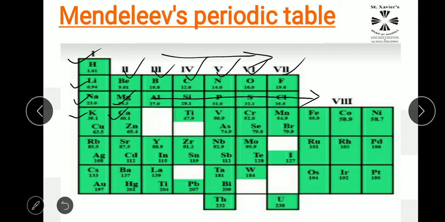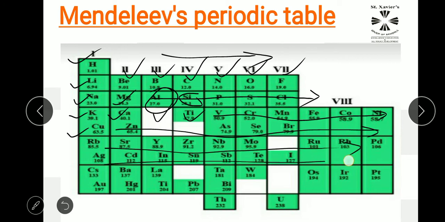But when he saw that titanium was not having the same property as aluminium, he saw that titanium is having the same property as silicon, so he left the space in between and kept titanium just below the silicon. In this way he continued arranging, and when he saw the property was the same as potassium, he kept copper just below the potassium, and in this way he arranged all the elements in the increasing order of their atomic masses.